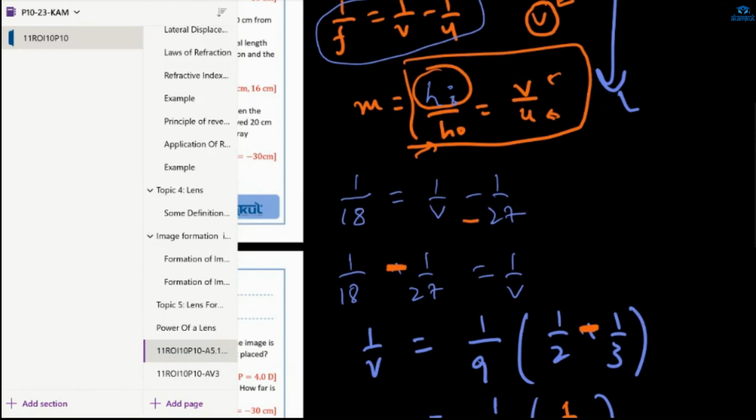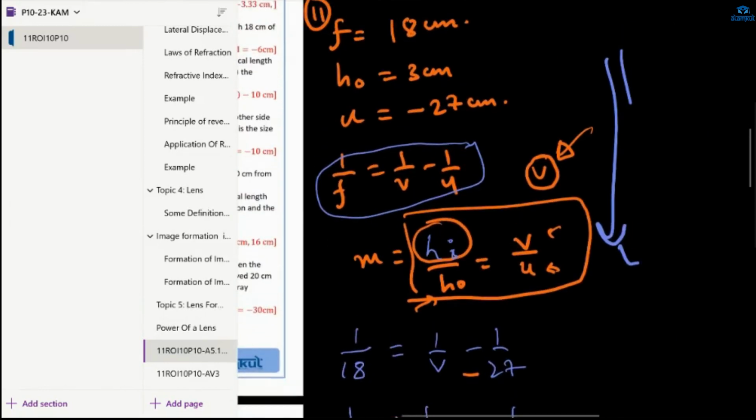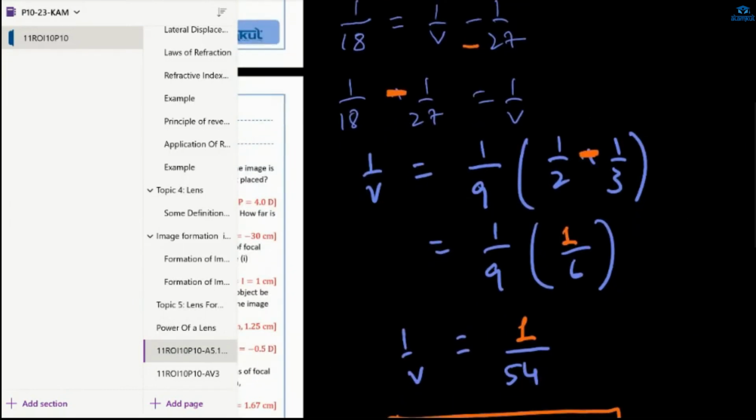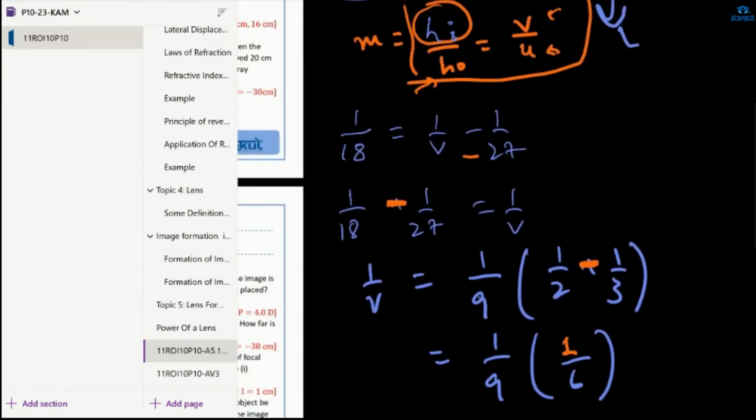After the class, I rechecked my solution and saw that I hadn't put the value of u as minus 27. I had only put the value for u as 27. So our answer was not coming out correct. Once we put the correct value of u, then we will get the correct answer.